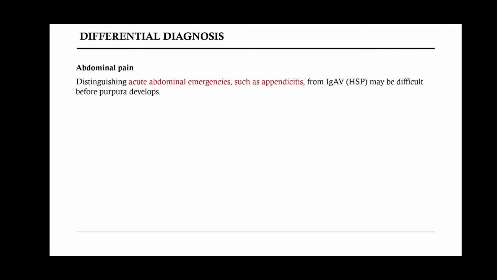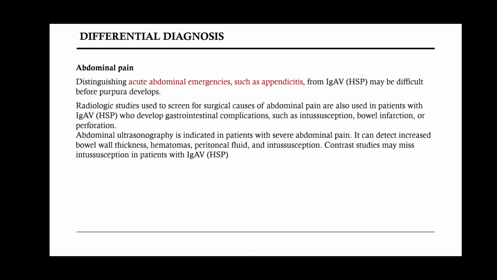So as for the abdominal pain, distinguishing acute abdominal emergencies such as appendicitis from IgA vasculitis (HSP) may be difficult before purpura develops. Radiologic studies used to screen for surgical causes of abdominal pain are also used in patients with IgA vasculitis who develop gastrointestinal complications such as intussusception, bowel infarction, or perforation.